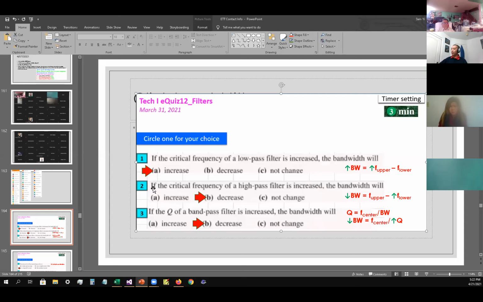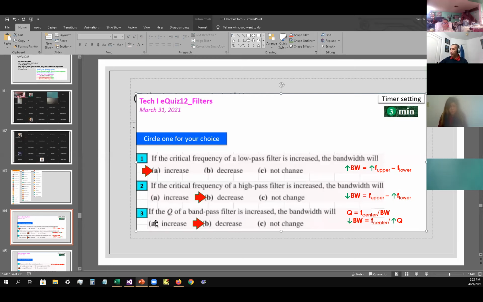And then on number 2, if the critical frequency of a high pass filter is increased, the bandwidth is going to be decreased, because then you're increasing the lower side of the frequency here. And so therefore your bandwidth will go down.